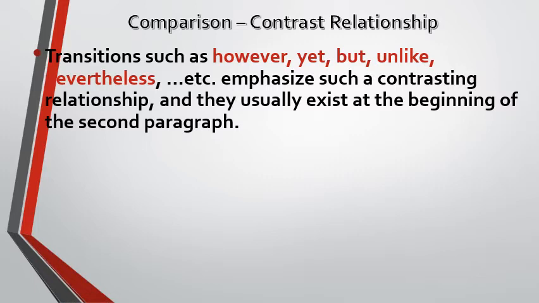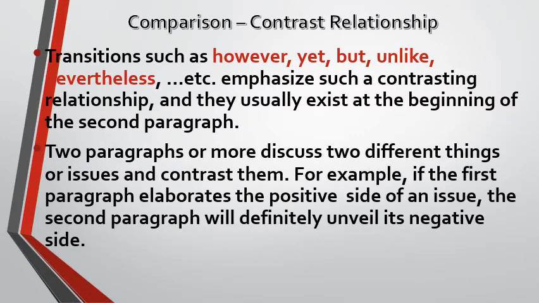Let's say there are 2 paragraphs. The first paragraph talks about one thing, and the next paragraph begins with however. It means that there is a relationship between them, and it is that of contrast. 2 paragraphs or more discuss 2 different things or issues and contrast them. For example, if the first paragraph elaborates the positive side of an issue, of course the opposite would be the negative side.